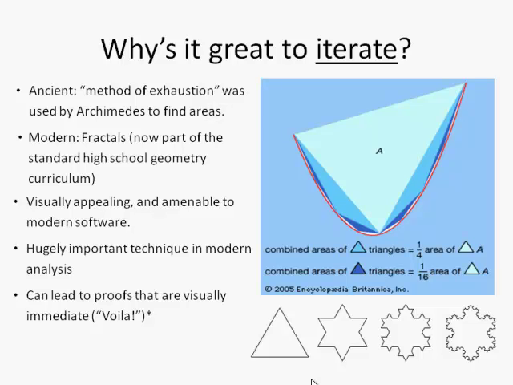So lastly, iteration can lead to proofs that are visually immediate, and that's what I really want to focus on. I call this type of proofs Voila proofs. Now you notice there's a caveat. Sometimes the technical details of these proofs can be nasty, but we won't let that bother us. Okay, so let me use iteration to prove Archimedes' area, the area of the parabolic section. And let's go ahead with that.